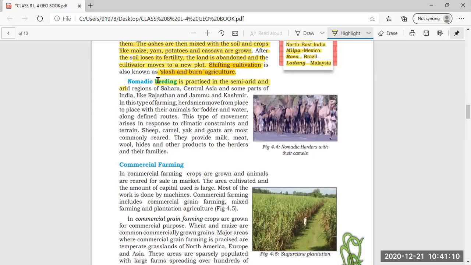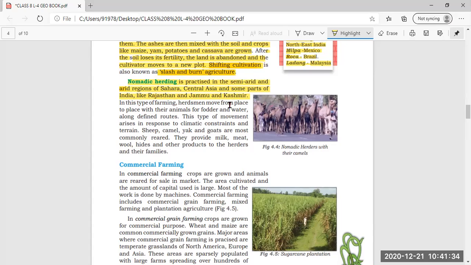So this nomadic herding, you can mark the areas: it is practiced in semi-arid and arid regions of Sahara, Central Asia, and some parts of India also. Which parts of India? Rajasthan and Jammu and Kashmir. Now, in this farming, herdsmen move from place to place with their animals for fodder and water.